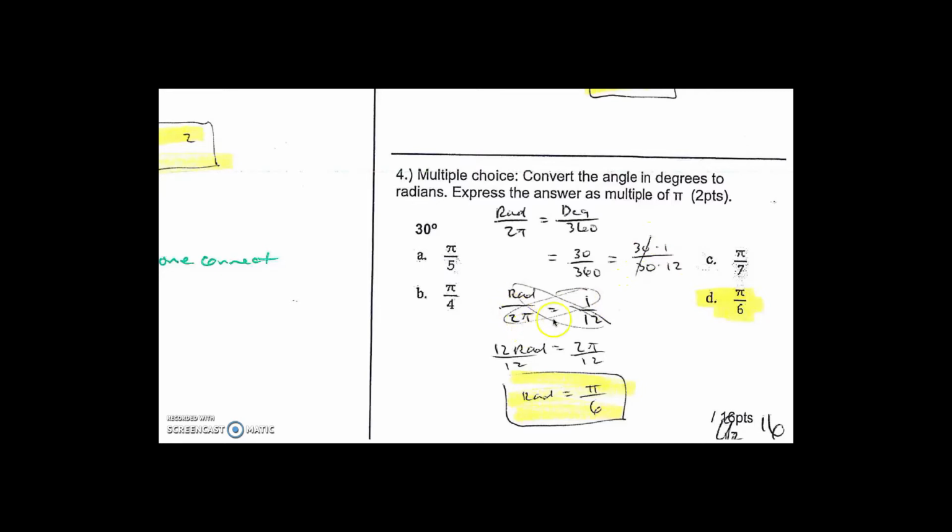You have radians over 2 pi equals 1 over 12. Cross multiply, and you'll get 2 pi equals 12 times radians. Divide by 12 on both sides and reduce here, and you get radians equals pi over 6. That side was worth 16 points.